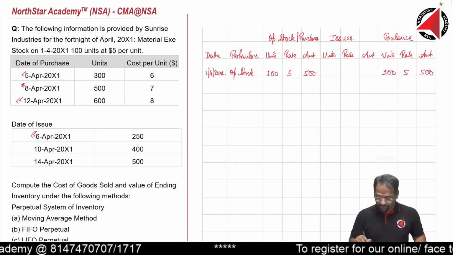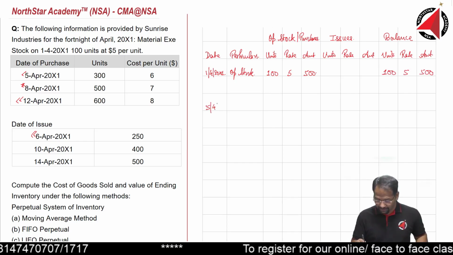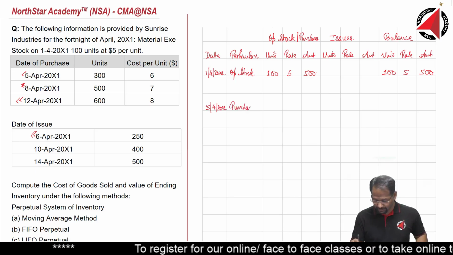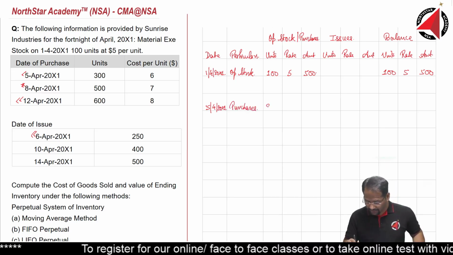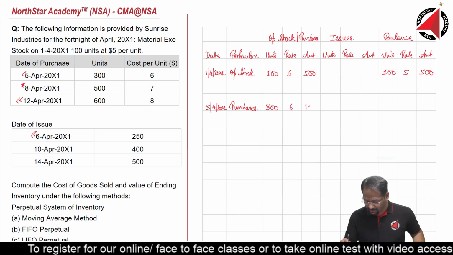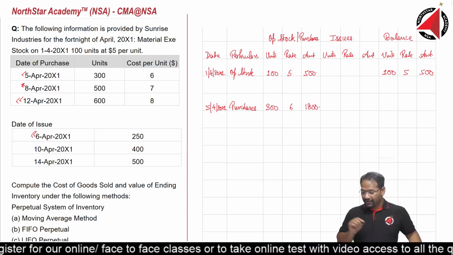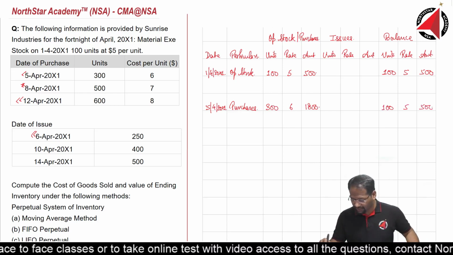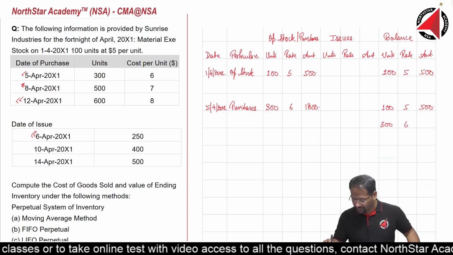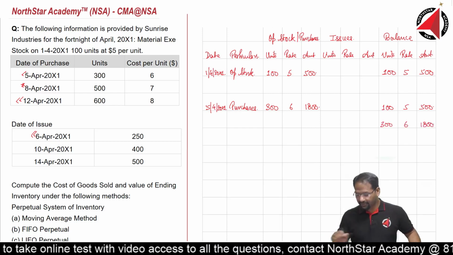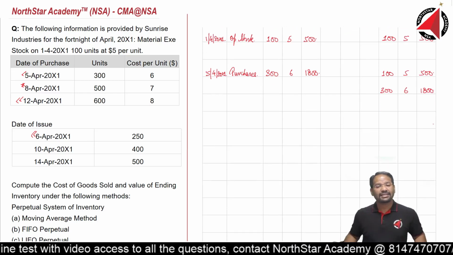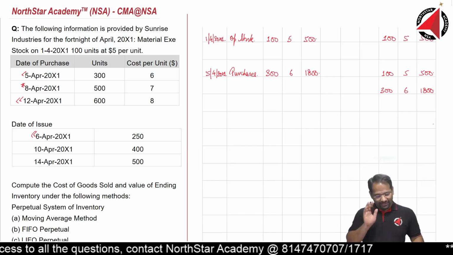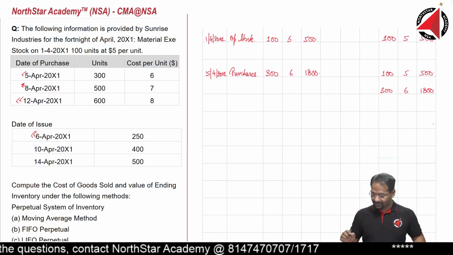Leave one line. Let's go on to the next date, 5th of April 2011. We have purchased on this date. Purchased is how much? 300 units at the rate of 6, 1,800. In the balance, write in the same order 100, 5, 500. Next is 300, 6, 1,800. Comfortable? We have written exactly the same thing what we did in FIFO method. Where is the change then? Hang on, we will learn the difference.